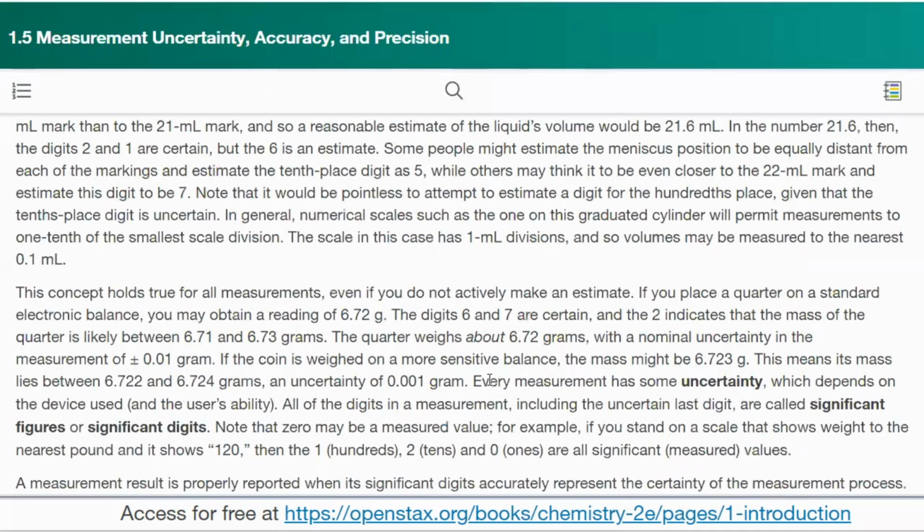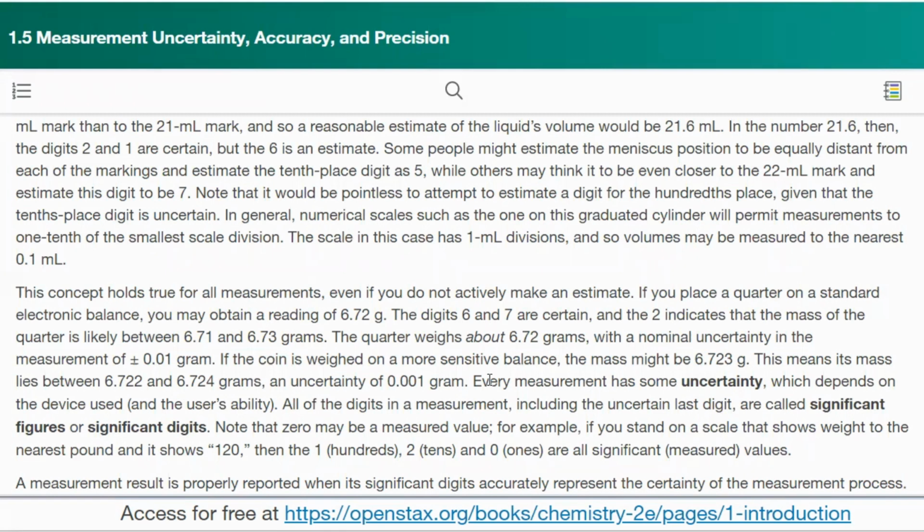The concept holds true for all measurements. Even if you do not actively make an estimate, if you place a quarter on a standard electronic balance, you may obtain a reading of 6.72 grams. The digits 6 and 7 are certain, and the 2 indicates that the mass of the quarter is likely between 6.71 and 6.73 grams. The quarter weighs about 6.72 grams, with a nominal uncertainty in the measurement of plus or minus 0.01 gram.